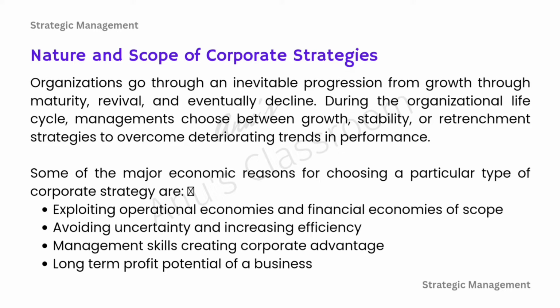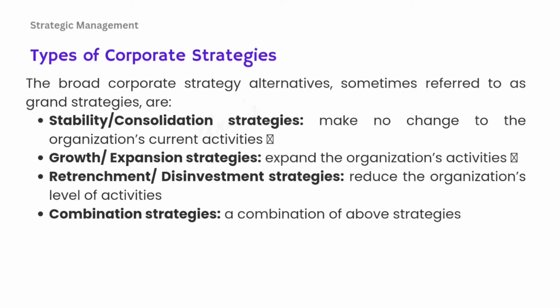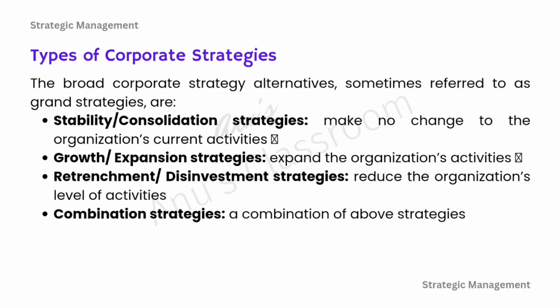Some of the major economic reasons for choosing a particular type of corporate strategy could be exploiting operational economies and financial economies, avoiding uncertainty, increasing efficiency, management skills to create a corporate advantage, and the long-term profit potential of a business. All these are some of the major economic reasons why an organization may choose a particular type of corporate strategy. We can broadly divide them into four basic types of strategy.